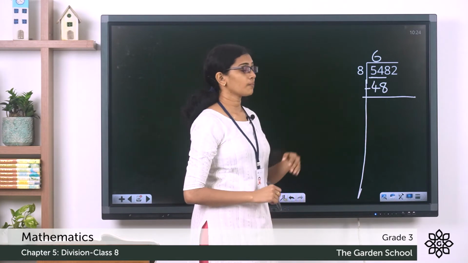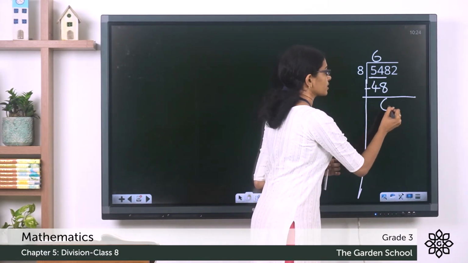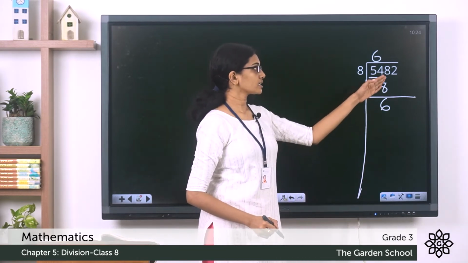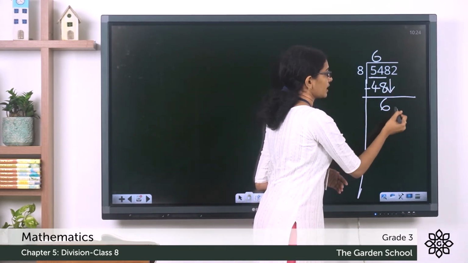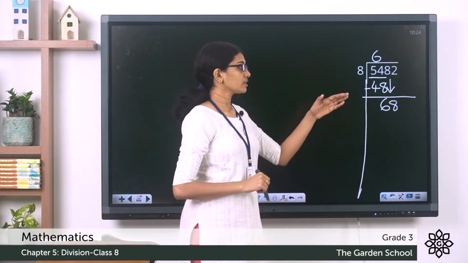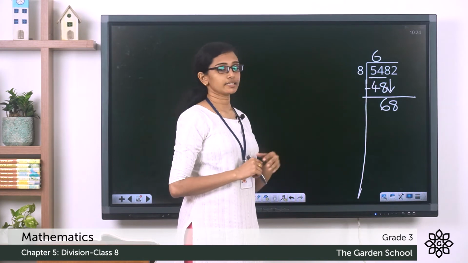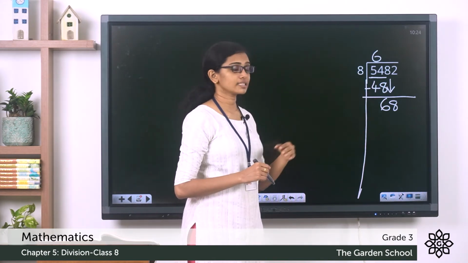And what is 54 minus 48? That is equal to 6, right? Then we have 6 here. We have to bring down the next digit, and that is equal to 8. So right now we have 68. We have to divide 68 by this 8. 68 divided by 8. How many 8s will go in 68?